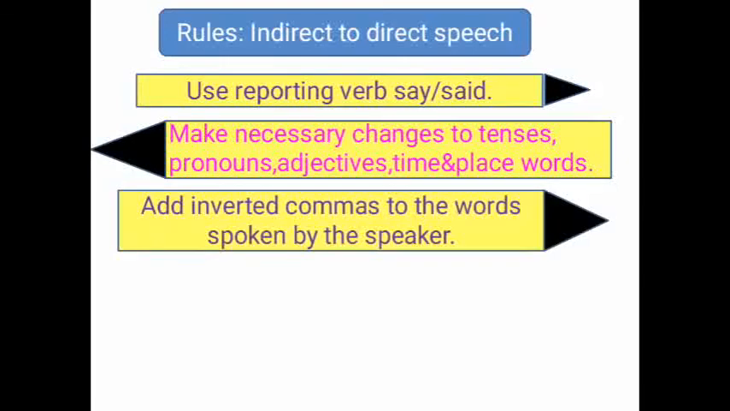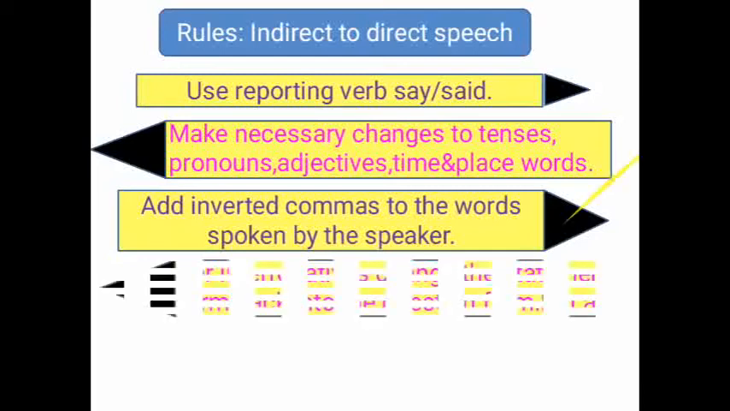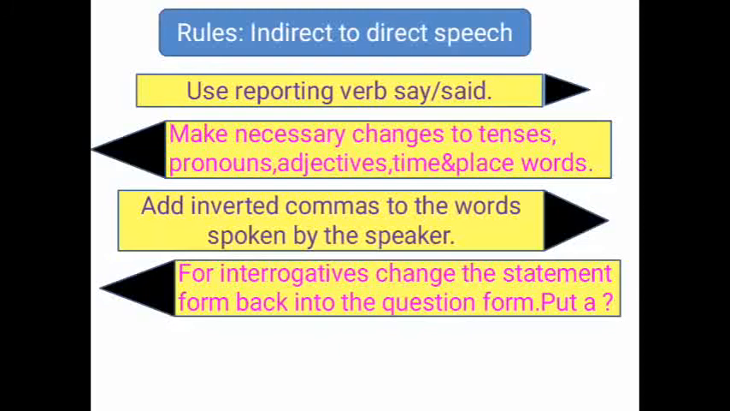Add inverted commas to the words spoken by the speaker. As we have removed the inverted commas in the indirect speech, for converting back into direct speech, you have to use the inverted commas. For interrogatives, change the statement form back into the question form and then put a question mark. So, we don't put a question mark in the indirect speech, but when you convert from indirect to direct speech, you need to put a question mark to show that it is an interrogative statement.